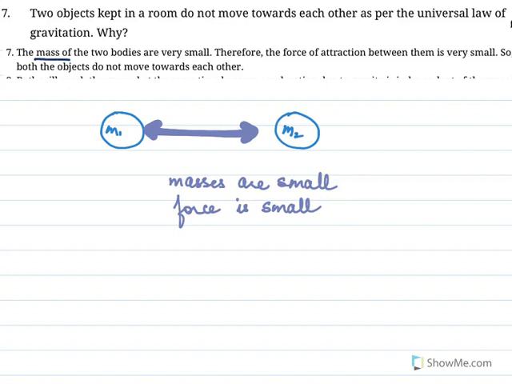So here we say the mass of the two bodies is very small, therefore the force of attraction between them is very small. So both the objects do not move towards each other.